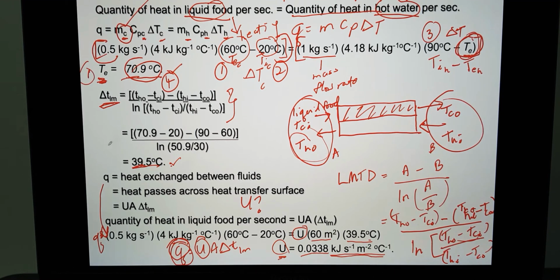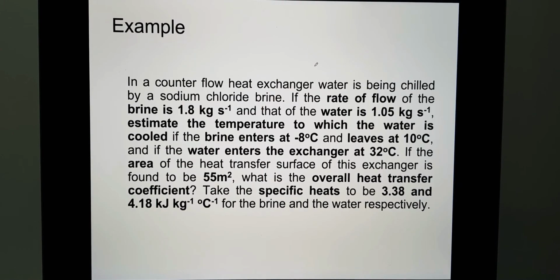Okay, and then you need to calculate for the LMTD, and then you need to calculate for U. So this particular problem statement will give you around 10 marks. Now we move on to another example which is similar but with a different sample and different values.